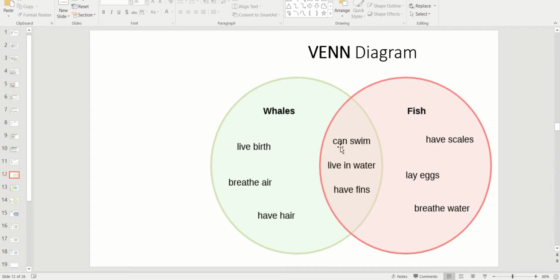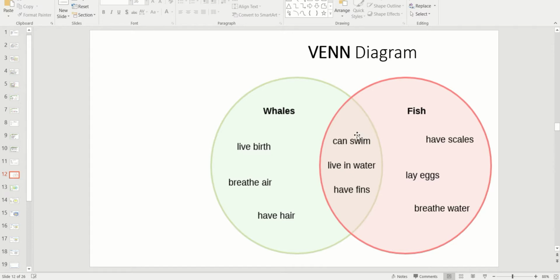The difference will be outside of the middle. It is still in the circle of whales, which is the characteristic of whales that fish do not have. And the fish also have some characteristics that whales do not have. But both of them have something in common: they are able to swim, they live in water, and they have fins. So this is what we call the similarity, or intersection of the two sets.